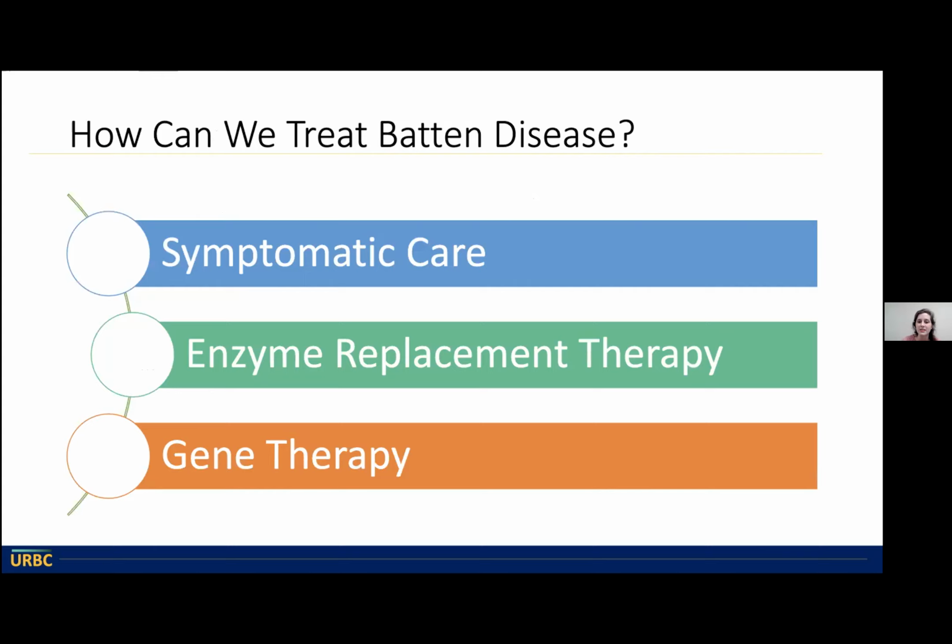Next, I'm going to transition to talk a little bit about the different strategies that we have in the present and in the future for treating Batten disease. I'll talk about 3 different approaches, though there are some others beyond these. We'll cover symptomatic care, enzyme replacement therapy, and the emerging field of gene therapy.